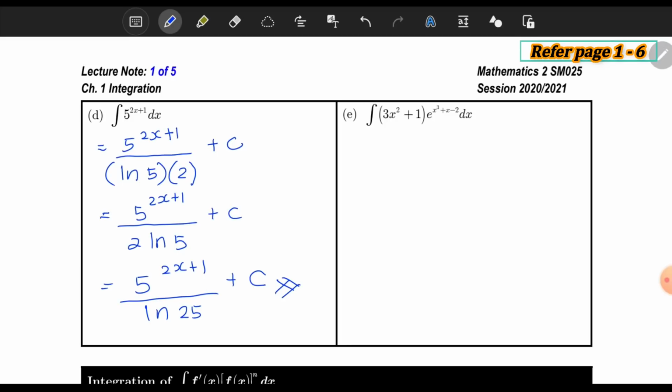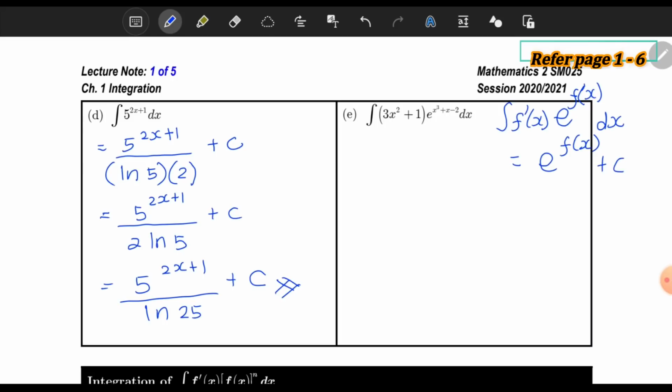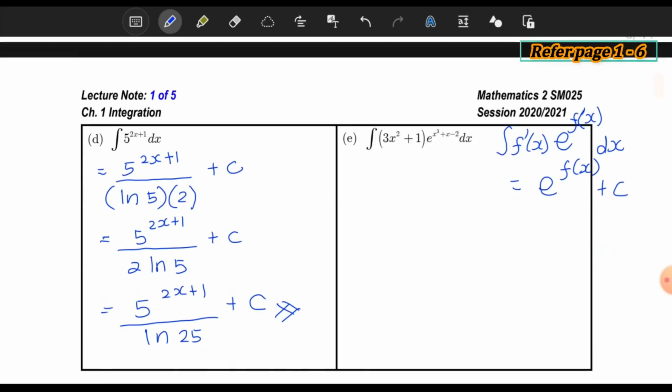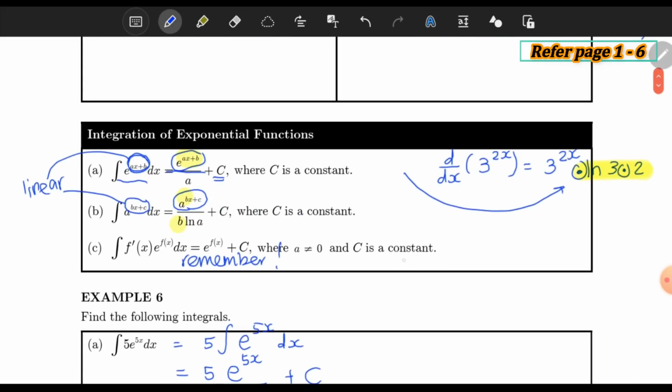For part E, we need to remember the rule part C. We have integrate f prime x exponent f(x) dx equal to exponent f(x) plus c. You can refer to rule part C. Which one? This one. You can refer to this rule.